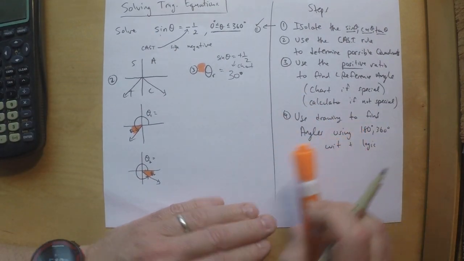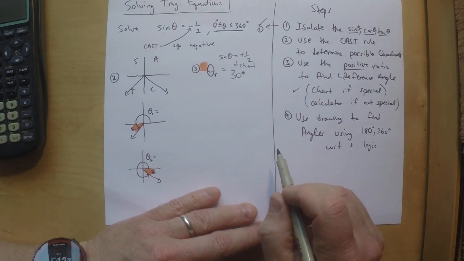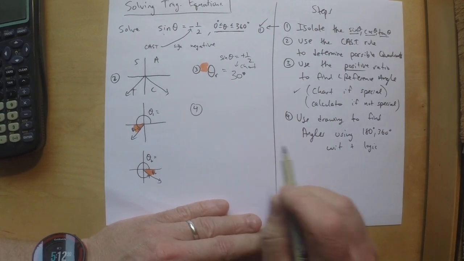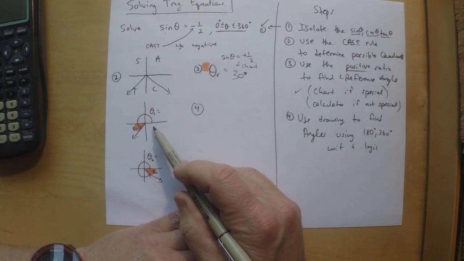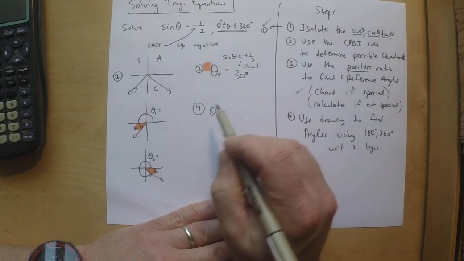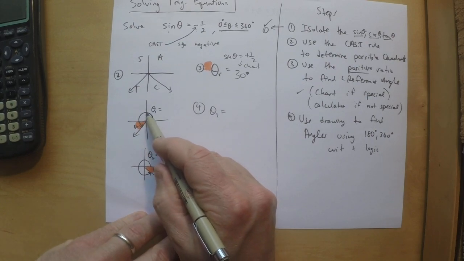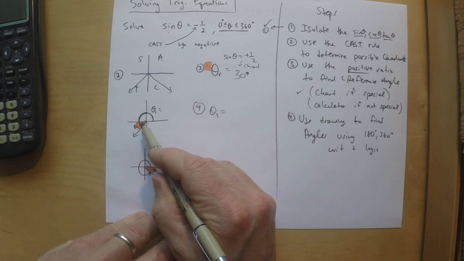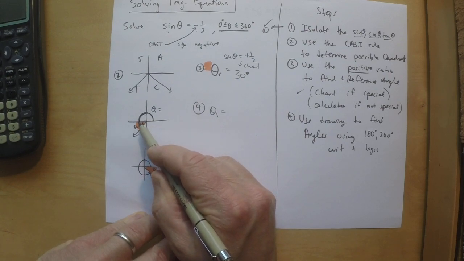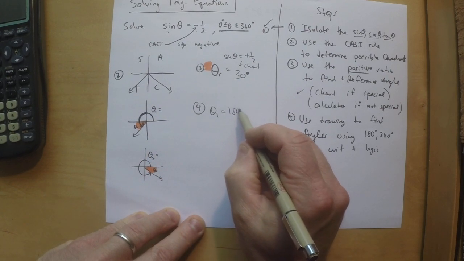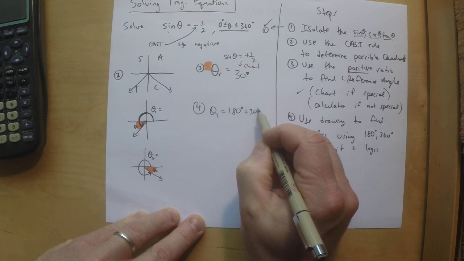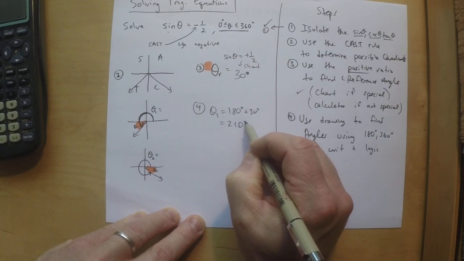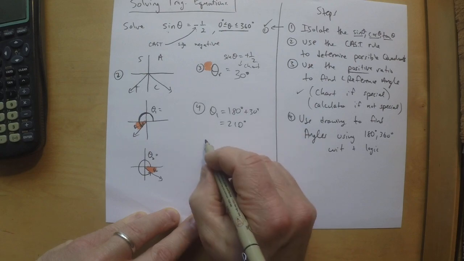Now, once I know the reference angle, step 4, I kind of like it. It's like a game. I look back at my picture and say to myself, how big is theta 1? How big is this, knowing that this little wedge in here is 30? Well, that's 180 plus 30, 210 degrees. There's my first answer.